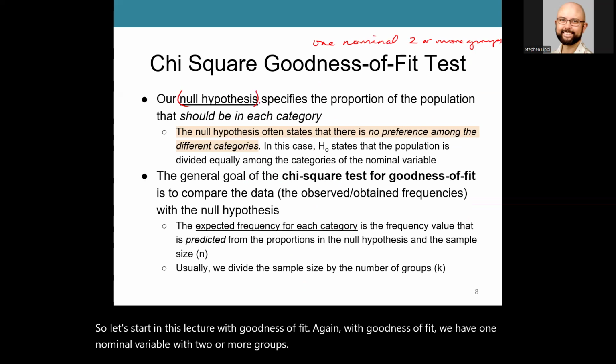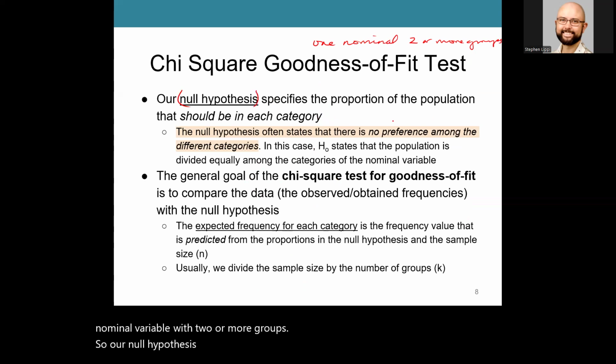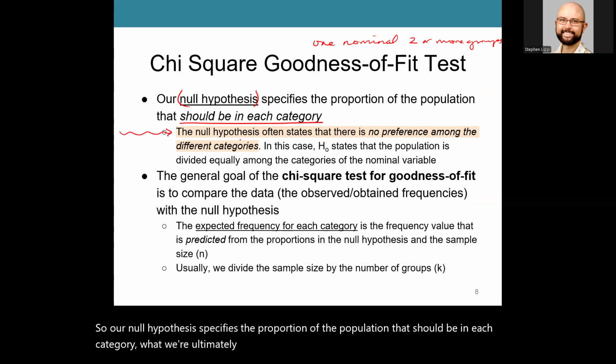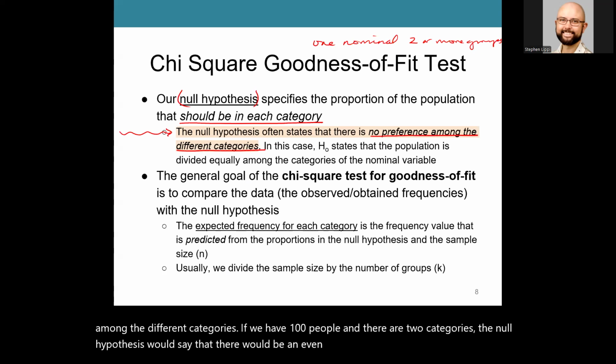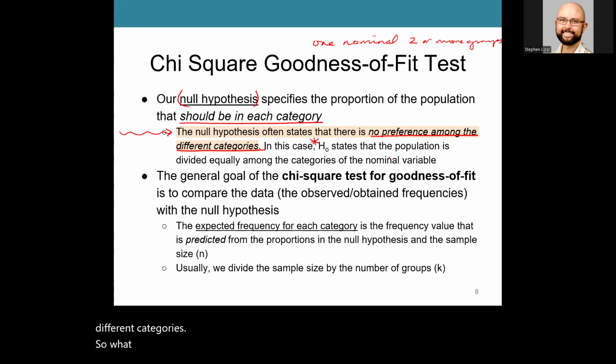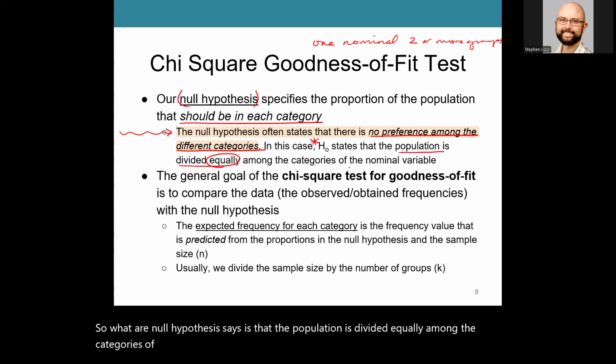So our null hypothesis specifies the proportion of the population that should be in each category. What we're ultimately saying in a null hypothesis is that there is no preference among the different categories. If we have 100 people and there are two categories, the null hypothesis would say that there would be an even split. There's no preference among the different categories. So what our null hypothesis says is that the population is divided equally among the categories of our nominal variable.